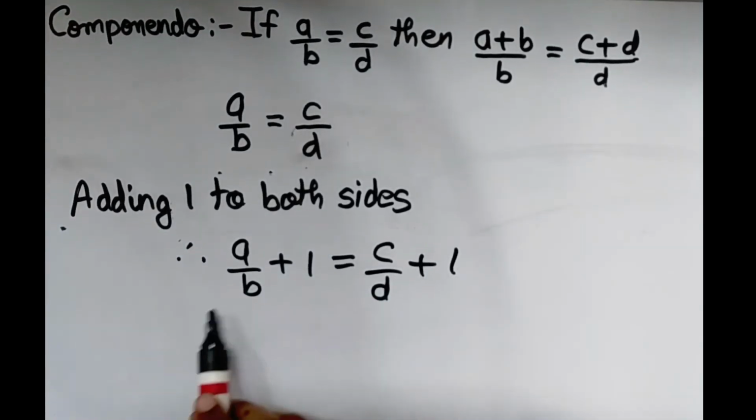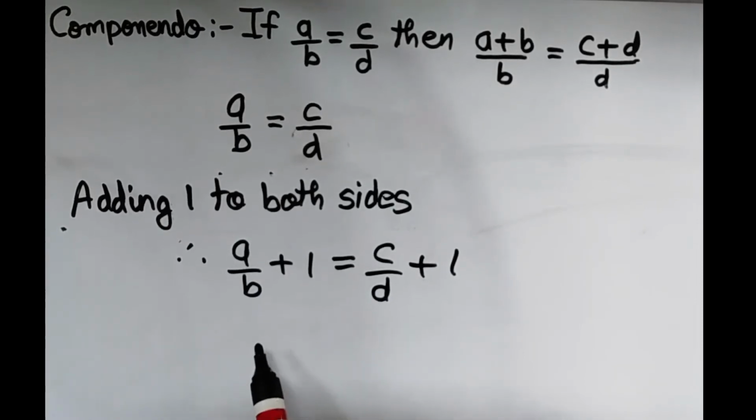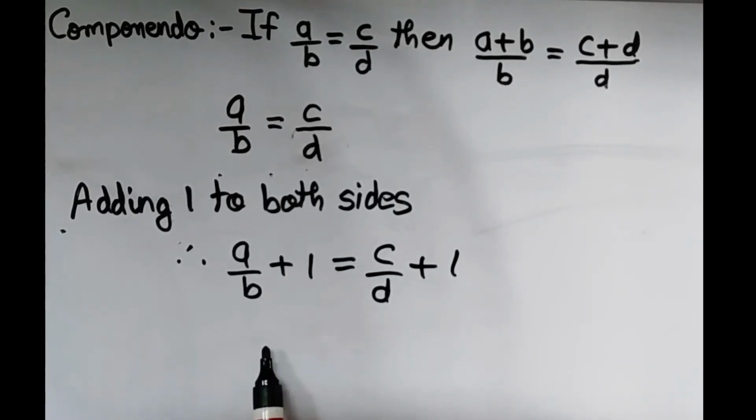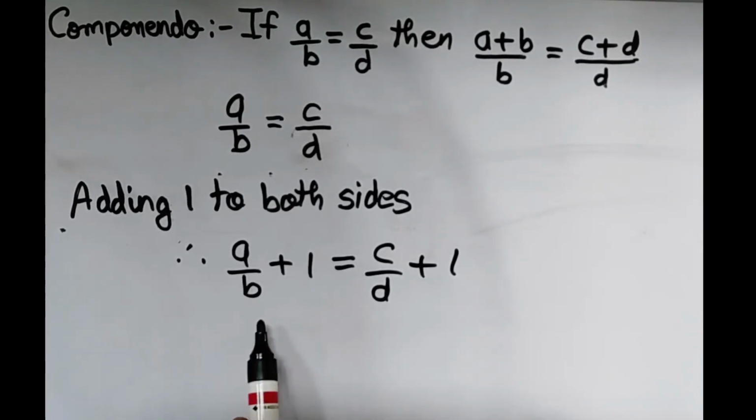Now we will add this. See, one side it is fraction. Now we have already seen how to add fractions. So we will add this by cross multiplication. We have already seen how to add fractions previously.